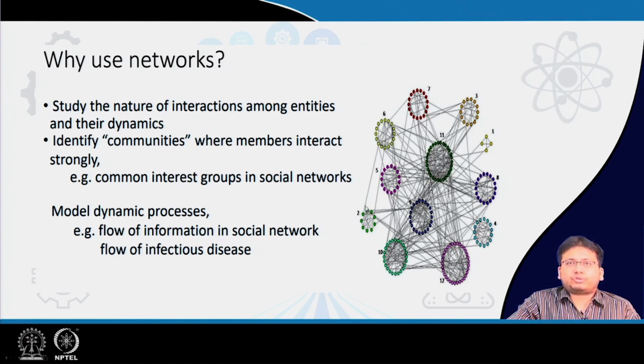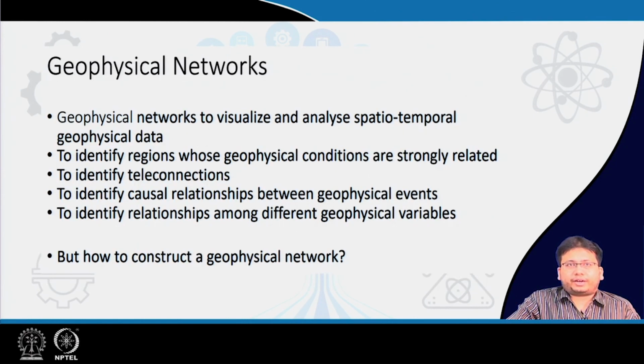Also, on the basis of such flow of information, it is possible that new edges might be established or old edges might get broken. So the structure of the social network may keep changing over time. Flow of infectious disease is another thing to be studied using these kinds of networks.